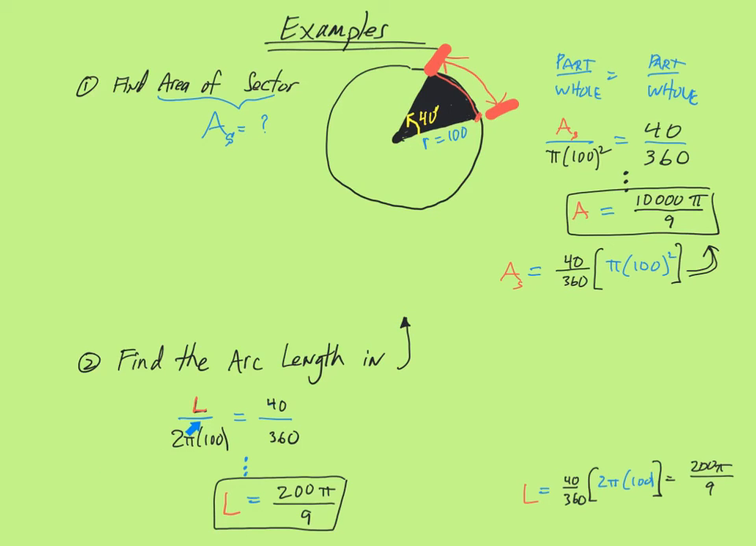So as a proportion, that is a part of the entire arc length all the way around the circle, 2 pi r, the circumference, just as 40 degrees is a part of the whole 360-degree rotation. When you solve this, we find that the arc length is 200 pi over 9. And if you preferred, you could have said the arc length is a fraction of the whole circumference. What fraction? 40/360.